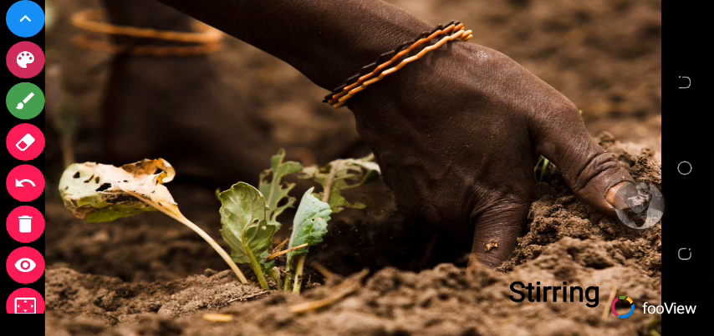So we usually stir the soil to ensure free movement of air in the soil, to increase activities of soil organisms like earthworms, and this helps soil to retain water for plant use, to loosen up the soil for roots to develop well, and to help control weed growth. Okay, so these are all the reasons why the soil is stirred.